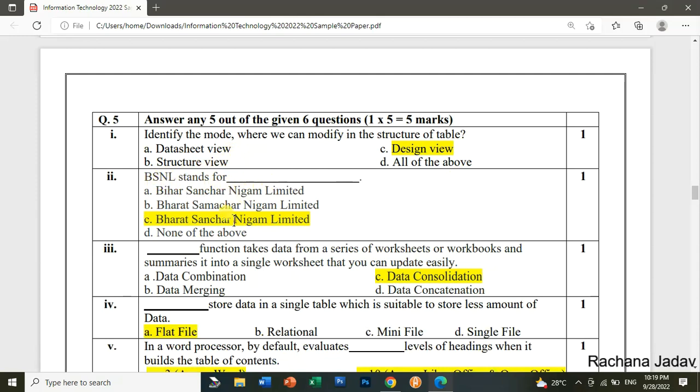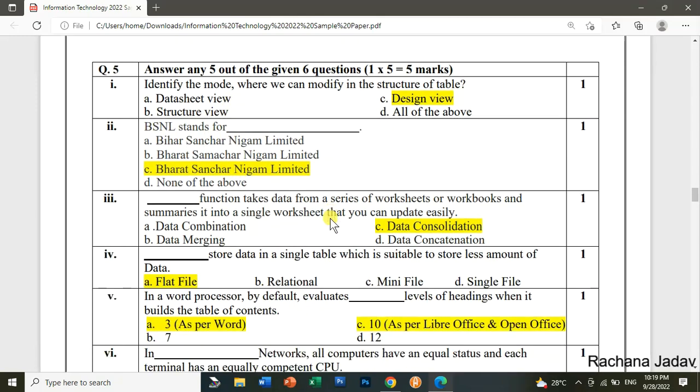BSNL stands for Bharat Sanchar Nigam Limited. We also have BSNL and many of the things. Please remember the abbreviations also. तो आपको full form भी याद करने हैं उसे.